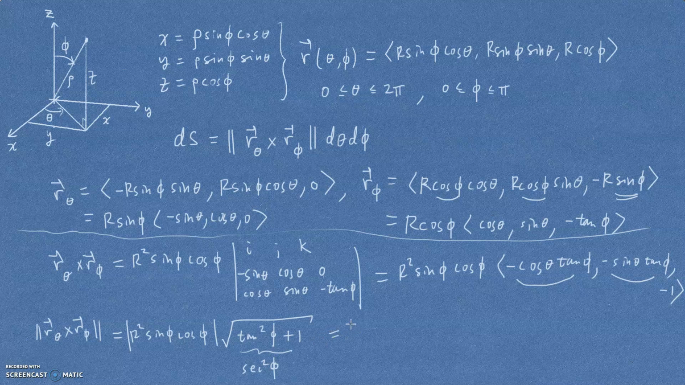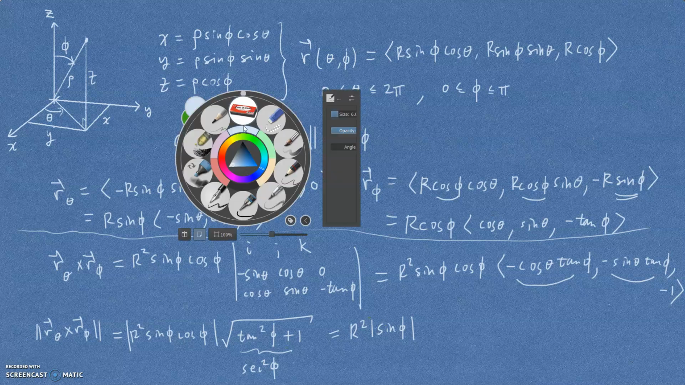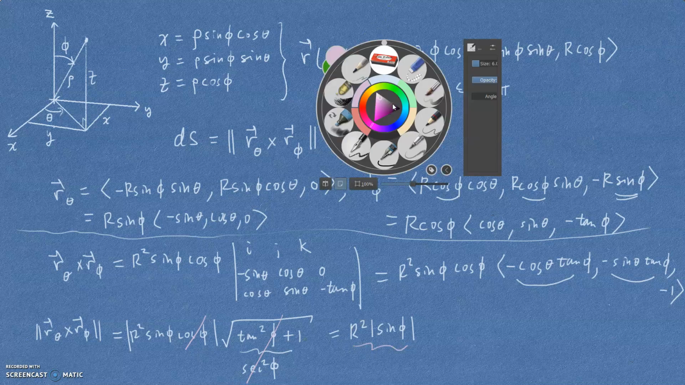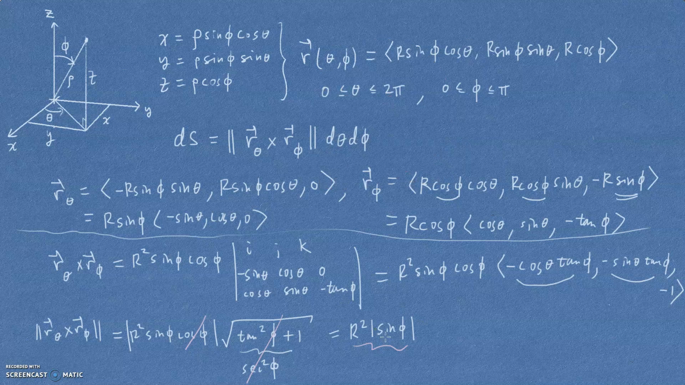altogether, that makes r squared. Now, that doesn't need to be inside of the radical, does it? Absolute value of sine phi, absolute value of cosine phi, but then times the square root of secant squared phi, which is the absolute value of 1 over the absolute value of cosine phi. These things, actually, let's use a different color here. This thing here cancels with this thing here. And that's it. That's the whole thing. That's all we're left with. And so that is the only thing that we need to integrate now.